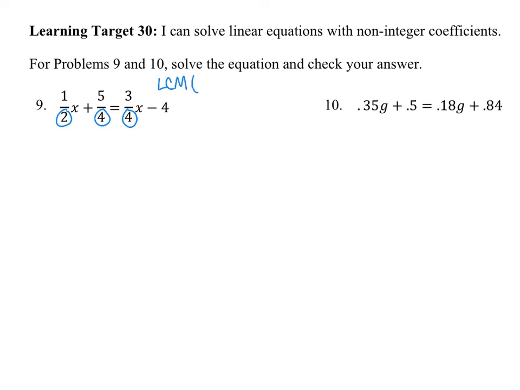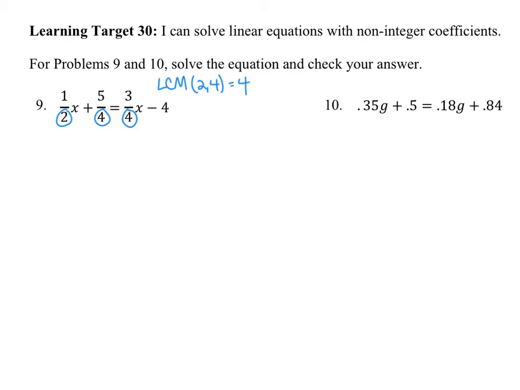So the least common multiple of 2 and 4 is 4. So that's the number that 2 and 4 both divide evenly into, and it's the smallest one. Technically, any multiple will work, so you could actually multiply by 8 and be fine, but we want the least one because then we just deal with smaller numbers.